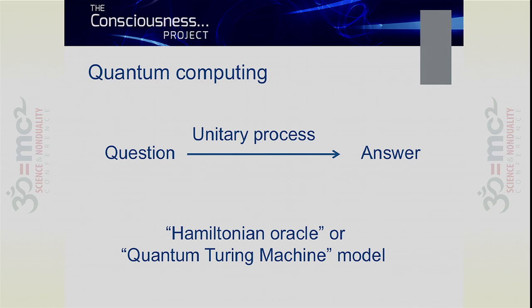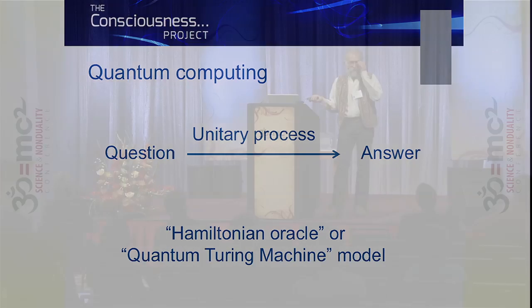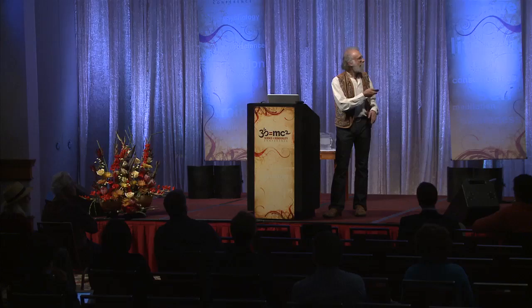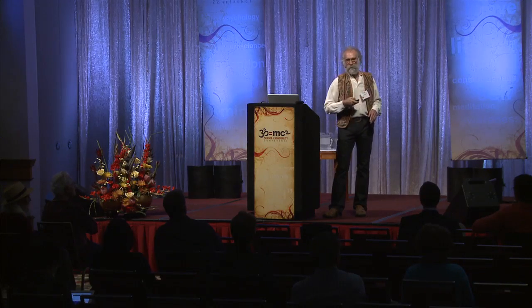The simple version of quantum computing is you start with a question, and a unitary process is executed, and you get an answer. This is called the Hamiltonian oracle view. It's the model of quantum computing that David Deutsch used to design the quantum Turing machine model. It's provably complete. So anything you can do with a quantum computer designed any way in the world, you can do this way. So the heart of this is this thing I've called a unitary process.